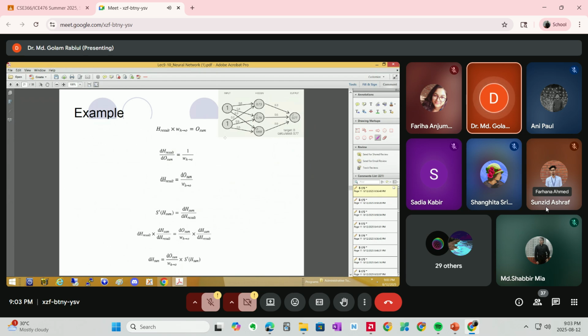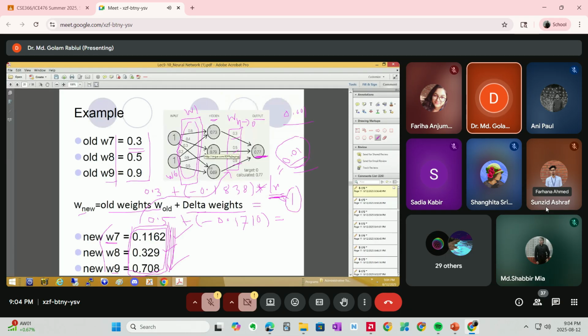So now our target is to update those values from W1 to W6, and for that we will utilize the equation again. This is the equation: hidden layer results times WHO equals output sum. So this equation we have already utilized. That's the same equation.